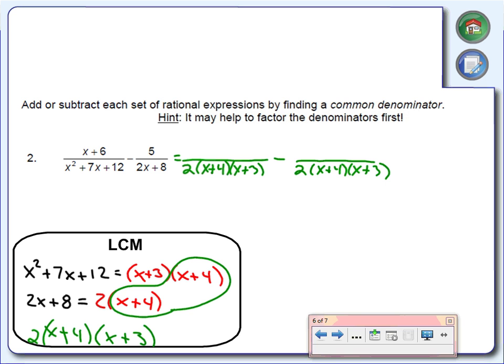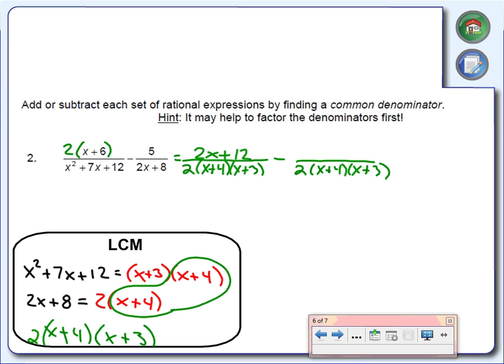So really the only thing that's missing is the what? 2. So that's what I need to multiply this numerator by, is that 2. So what do I get when I multiply 2 times the x plus 6? 2x plus 12.